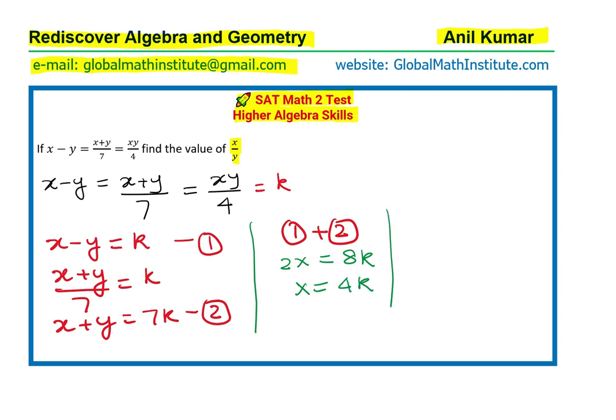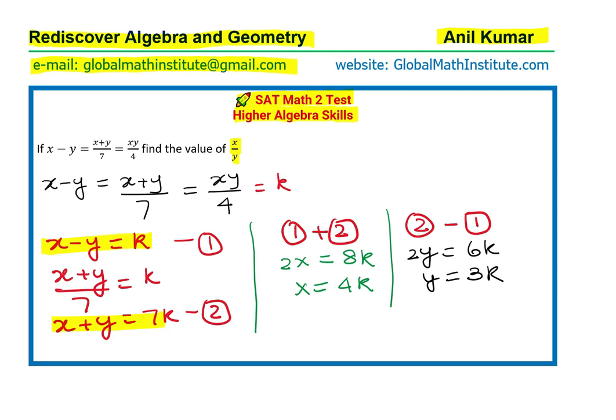If I subtract, then what do I get? Well, let me subtract 2 and then minus 1, correct? So this minus that, correct? So in this case, when you subtract, we get 2y equals 7k minus k, which is 6k, or y is equal to 3k, right? Dividing by 2, clear.